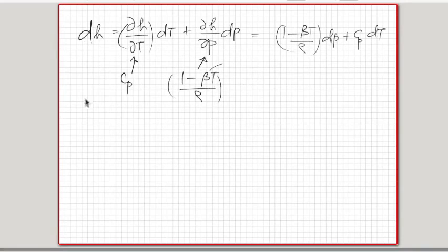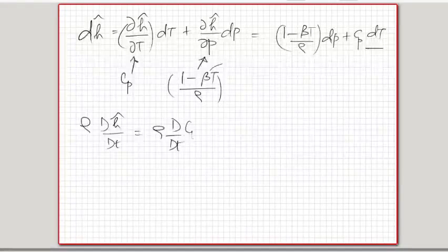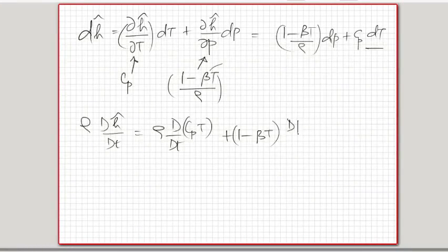So if I write rho dH by dt, where this is H, it will actually be equal to, I can write it in terms of this: the first term would become rho Cp d by dt of Cpt in this one, and in the other term the rho would get cancelled out, and you will get a plus (1 minus beta T) into dP by dt.